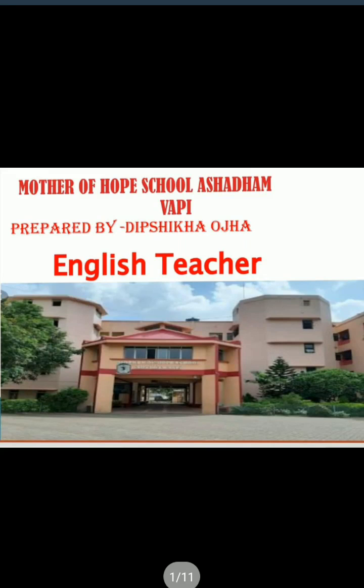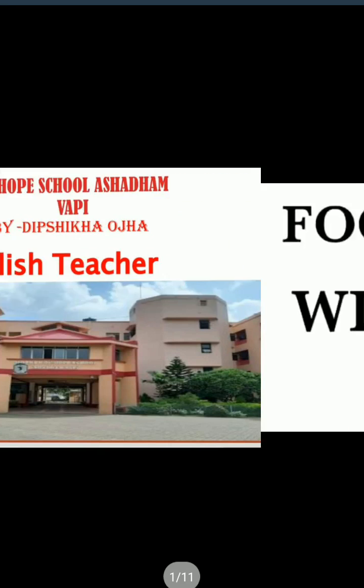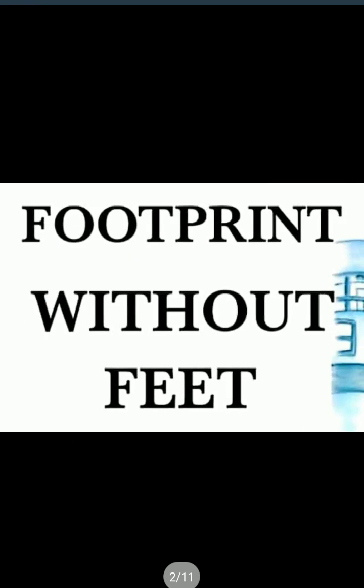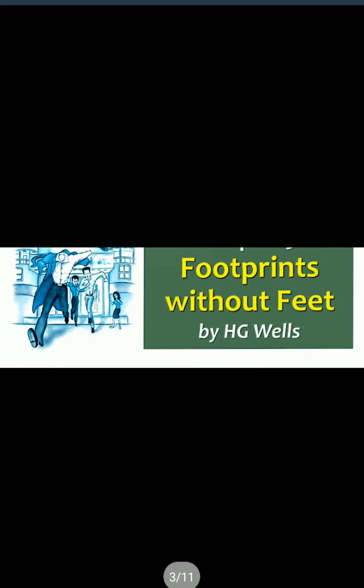Now, in this video, we are going to study a chapter from your supplementary book. The name of the chapter is Footprints Without Feet, written by H.G. Wells. So, the story Footprints Without Feet describes the story of a brilliant scientist, Griffin, who degenerated himself into a lawless person. Lawless person means a person who disobeys the law.